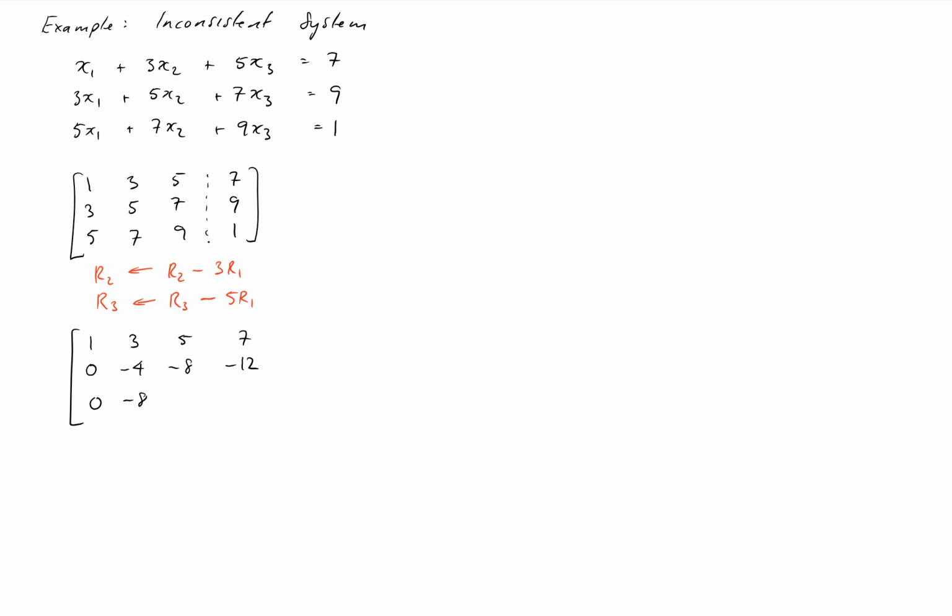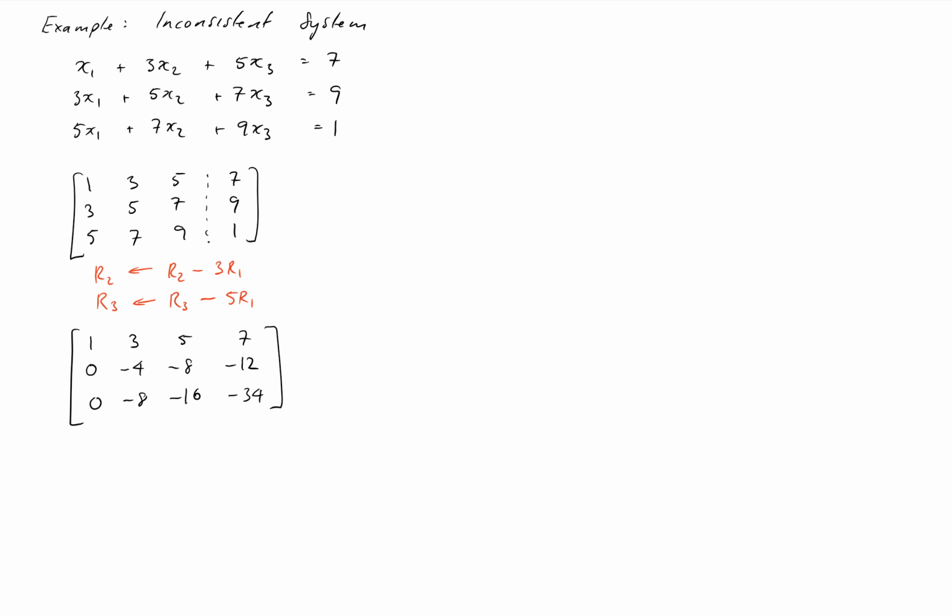On the bottom row, we're taking away 5 copies, so it's going to be 5 minus 5 ones is 0. 7 minus 5 threes is going to be negative 8. 9 minus 5 fives will be negative 16. And then we'll have 1 minus 5 sevens will be negative 34. I believe, yes. Okay, so that's good.